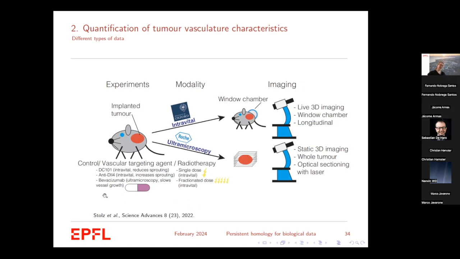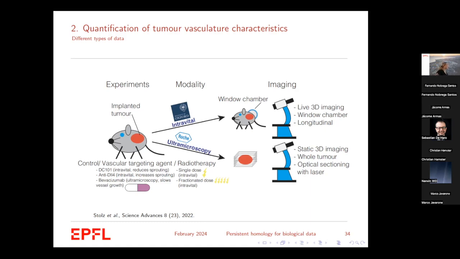These tumors were subjected to different treatment conditions, so there were controls. And then in the Oxford data, we had vascular targeting agents, both to introduce more abnormalities and to reduce abnormalities in these vascular networks over time. This was kind of to see if we could capture what you would expect in this data. And in addition, they also had treatment with radiotherapy, both single dose irradiation and fractional dose irradiation, where it's not as well known what this does to the vascular networks.